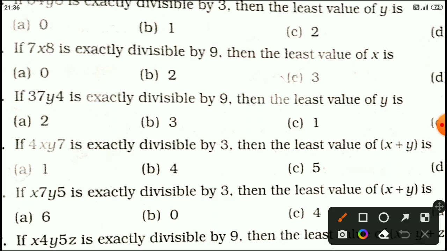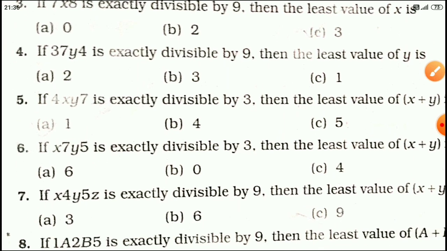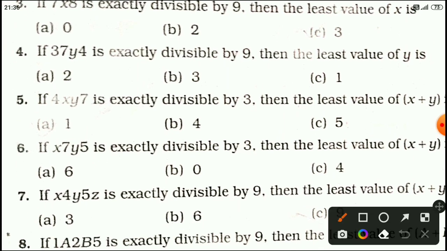Sorry for the disturbance. We have just discussed the previous question. Now question number 6: x7y5 is exactly divisible by 3. Then we have to find the least value of x plus y. So 7 plus 5, we are getting 12.